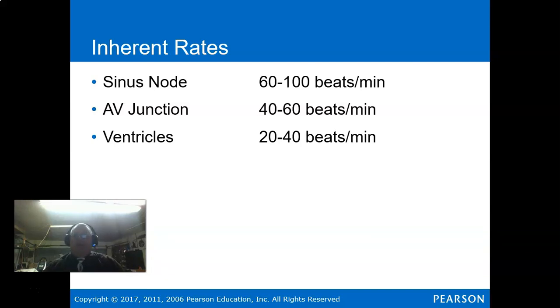AV node 40 to 60. The ventricles, it depends on which book you read. There's some that say 15 to 40, some that say 20 to 40. The actual muscle themselves is about 10. Okay, so again, and this usually gives you your agonal rhythms. Usually a sinus node rhythm is going to be a narrow complex. Usually an AV junction rhythm is going to be a narrow complex.